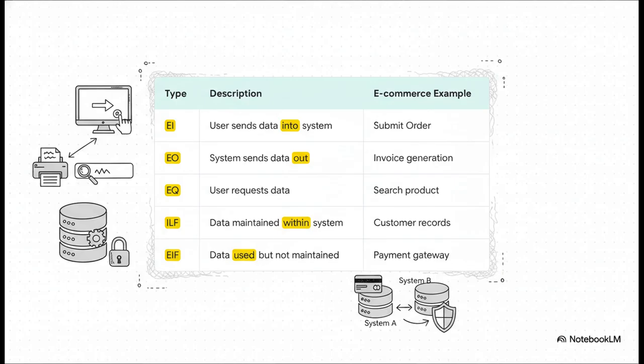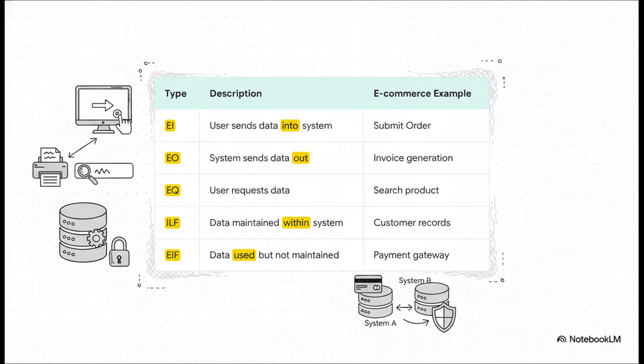First up, you've got external inputs, or EI. That's any data the user sends into the system, like filling out a login form. Then there are external outputs, or EO. That's when the system sends processed data back out, like generating a sales report. External inquiries, EQ, are simple lookups, a user asking for info without changing anything, like a product search.